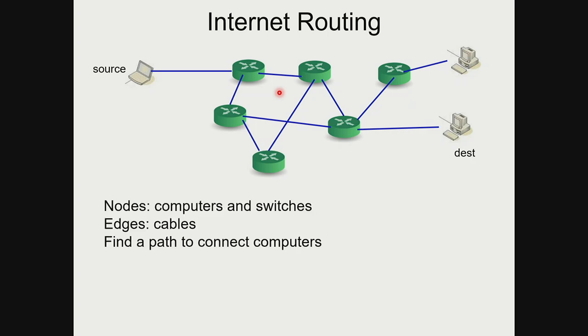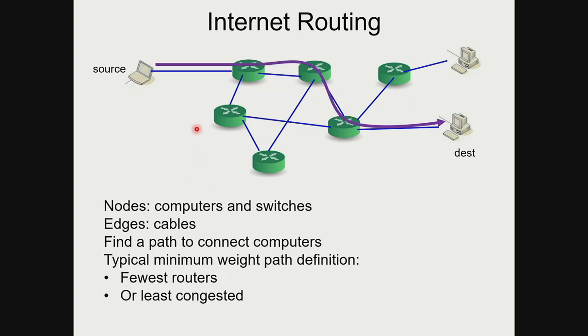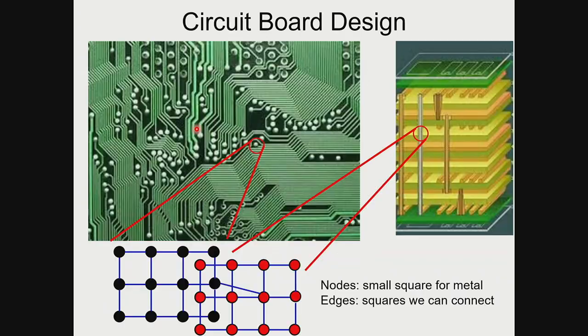So that's why we have a metric that measures how much congestion or how much load is currently at each router. Okay, so the nodes will be the computers and switches, and the edges are the fiber cables between these nodes, and we are trying to find a path between these computers. Again, we can find the fewest routers or the least congested one, depending on the metric that you choose.